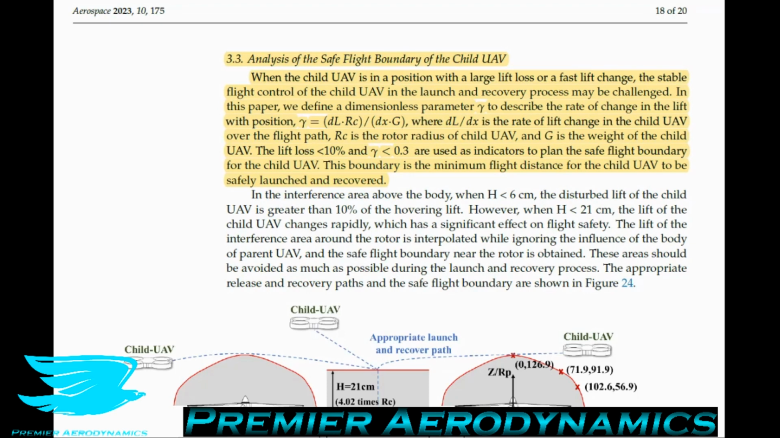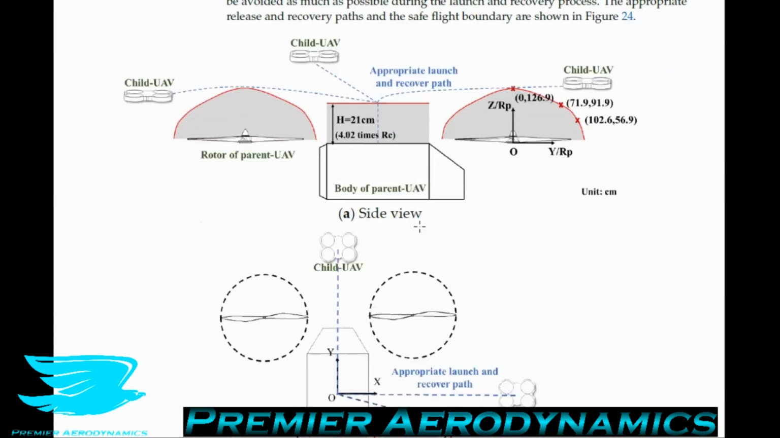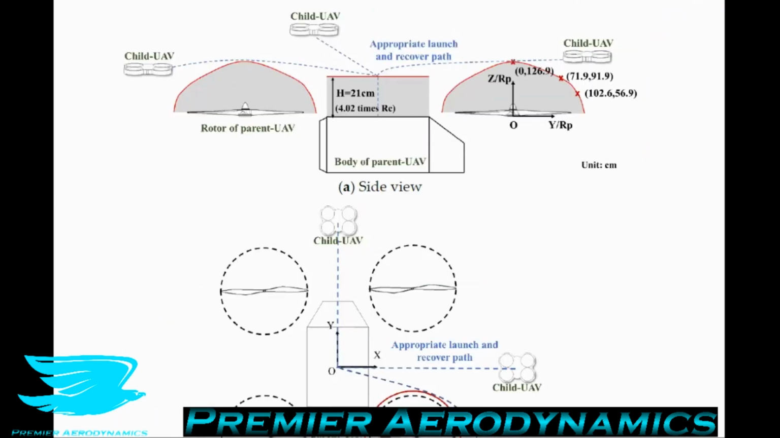If the lift loss is less than 10% and the gamma is less than 0.3, these are used as indicators to plan a safe flight boundary for the child UAV. So in other words, we don't want the lift loss to be more than 10%, and we don't want the change in the lift, so the gamma parameter, to be more than 0.3. If either of these happen, then that's unsafe. So they plot out some different areas where this child UAV can go without this happening, either having a 10% drop in lift or a gamma of 0.3 or more.